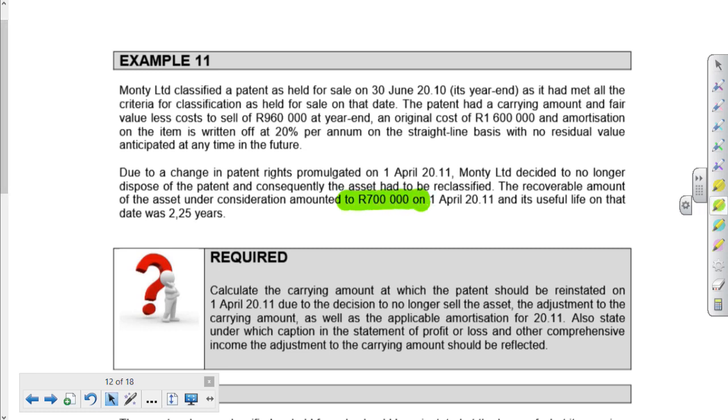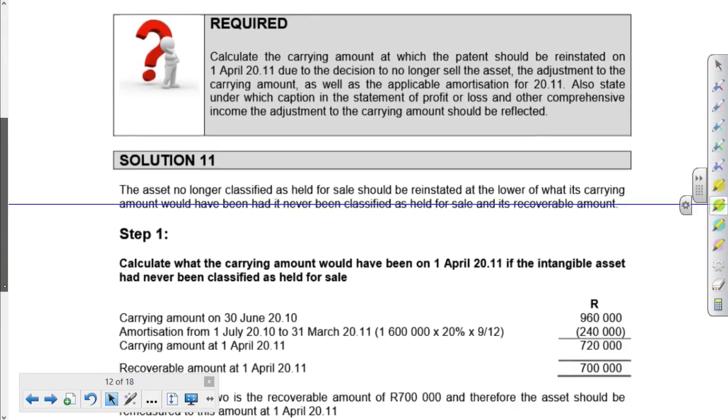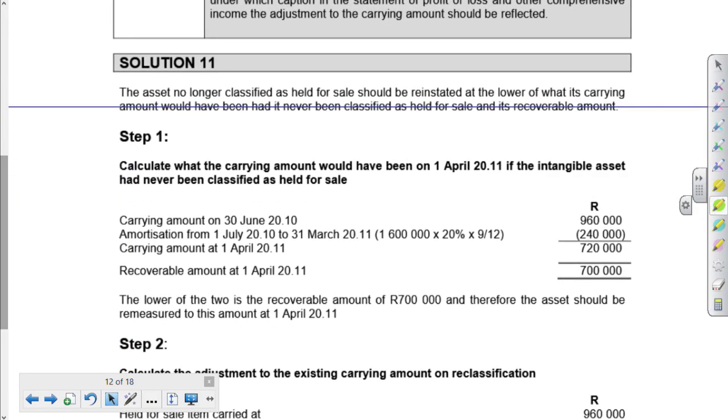So what I need to do is work out, at 1 April 2011, if I had never transferred this patent, which I transferred on that date, and at that date it had a carrying amount of this, what would the carrying amount have been at April 11? I'm not going to do the calcs, we're just going to follow their calcs. At June 2010, the carrying amount was 960, and I would have depreciated for 9 months: 6 months up to December, and then January, February, March up to the 1st of April. 6 plus 3, 9 months.